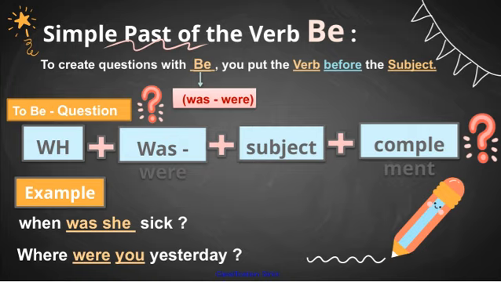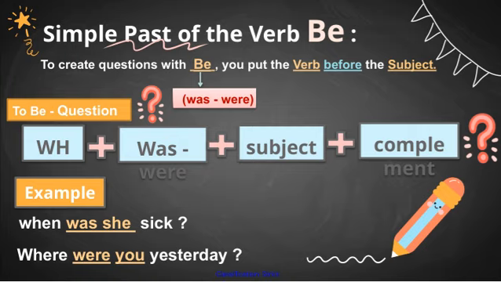For example, if I want to ask about a person's whereabouts yesterday, I say, "Where were you yesterday?" Notice how were comes before you. Similarly, if I want to ask when someone was sick, I say, "When was she sick?" Here, was is placed before she. Let's look at some examples to clarify this.